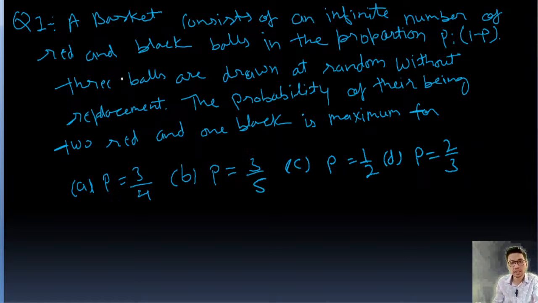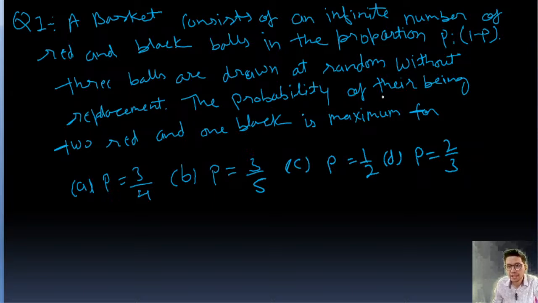The question is: a basket consists of an infinite number of red and black balls. Okay, so there are infinite red and black balls in the basket, and their proportion is given, in proportion P ratio 1 minus P. This is the proportional ratio for red and black balls. Three balls are drawn randomly from that basket.